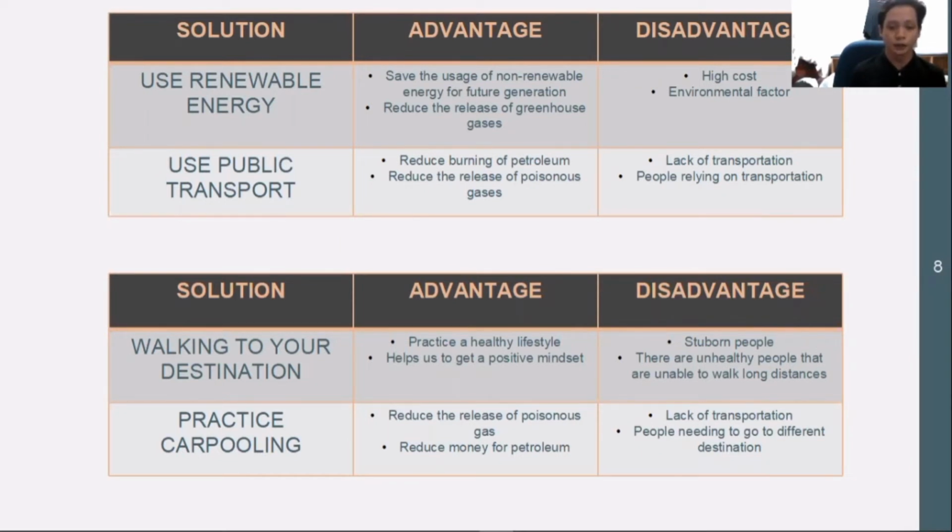The second solution for this problem is to practice carpooling. Again, the advantage is that it reduces the release of poisonous gas such as carbon monoxide, and we can also save money on petroleum. The disadvantage is again the lack of transportation, and many people needing to go to different destinations at the same time, which hinders the purpose of carpooling in the first place.